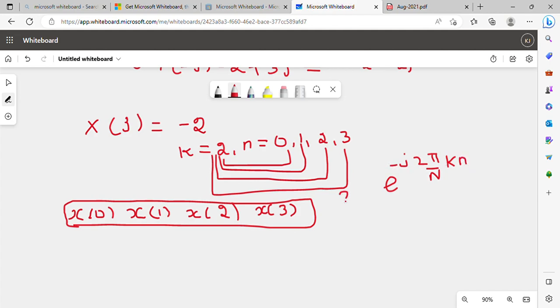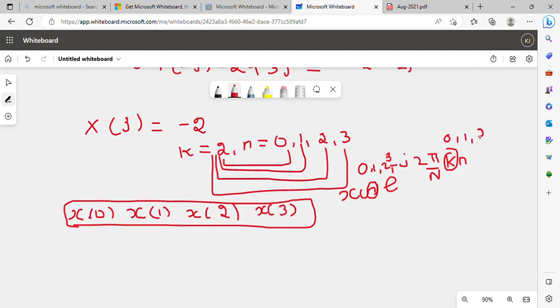So it is like your x of n into e to the power of minus j 2 pi by n into kn. For this you are going to substitute the values of n. Here it is 0, 1, 2, 3, and here k is always a constant, which is equal to 0, 1, 2, 3. That is according to your this thing.